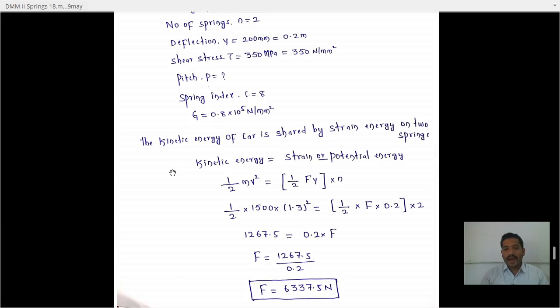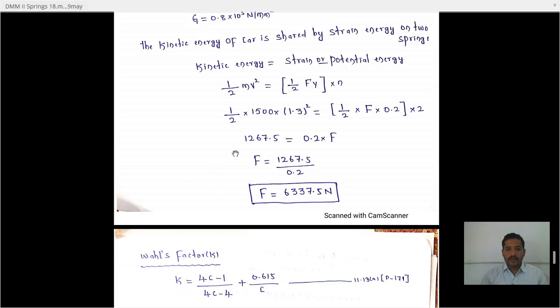So we know the formula of kinetic energy. Kinetic energy is equal to strain or potential energy. The kinetic energy formula we have is 1 by 2 mass into V square. The potential energy formula we have is 1 by 2 F y into n. So 1 by 2 the mass of the car is given as 1500 into velocity of the car given as 1.3 whole square equal to 1 by 2 into force into y, the deflection is 0.2, into the number of the helical springs is given as 2.